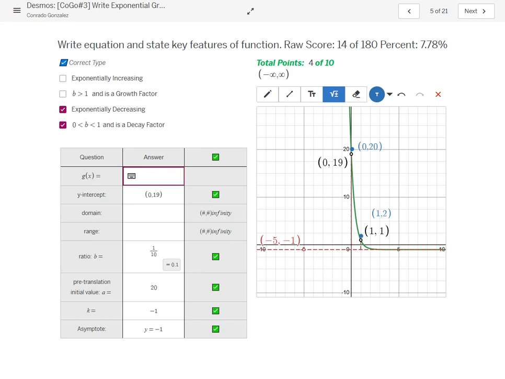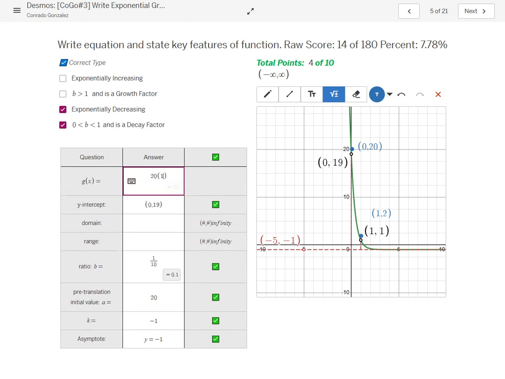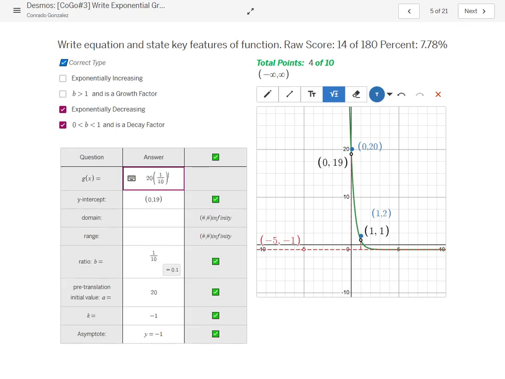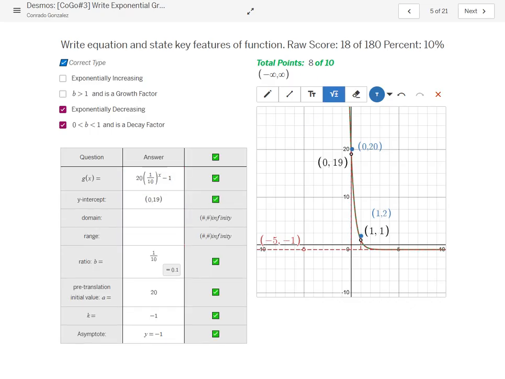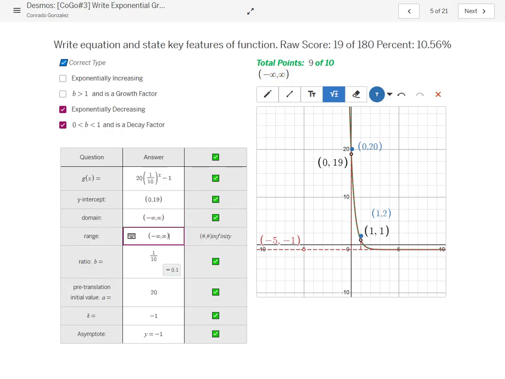So now I have all the components. The pre-translation initial value A is 20 times B, which is 1 over 10, raised to the power of x. It shifts down 1, so it's -1. The domain is pretty much always -infinity to positive infinity, because it's not a word problem. And the range is from the lowest point, which is -1, to positive infinity.